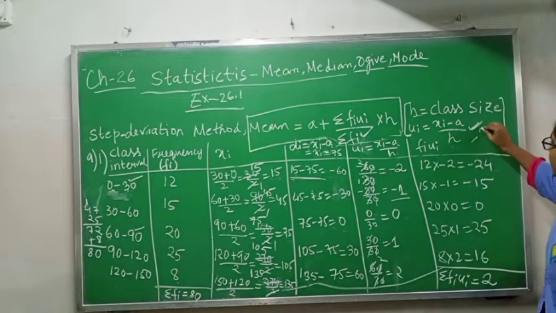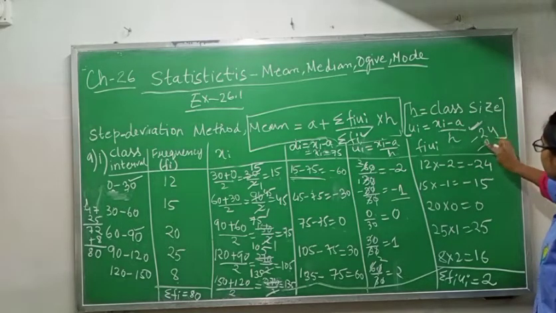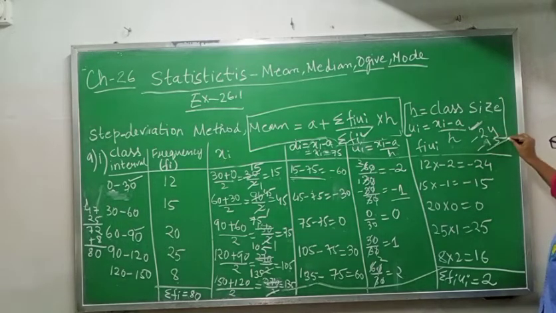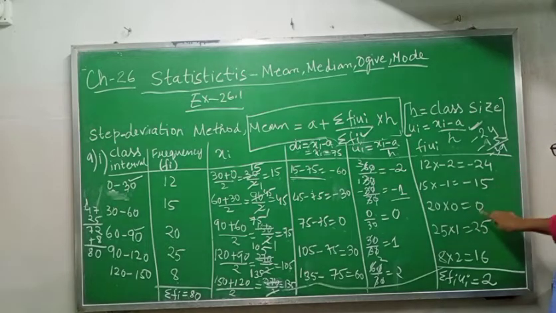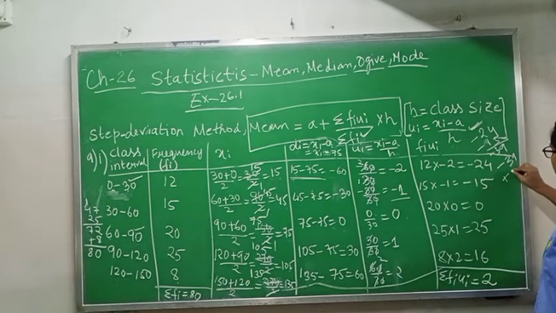Now add minus 24 and minus 15. How much will you get? 5 plus 4 is 9, 2 plus 1 is 3, which means minus 39. Now minus 39 plus 25, because if you add or subtract 0, it does not matter at all. So minus 39 plus 25, how much will you get? 5 minus 9 is minus 5, 4, 3 minus 2 is 1. So you are getting 14.